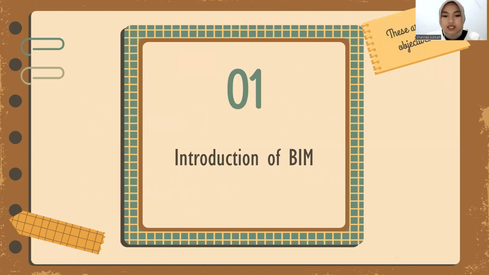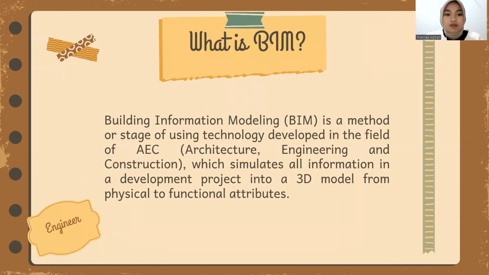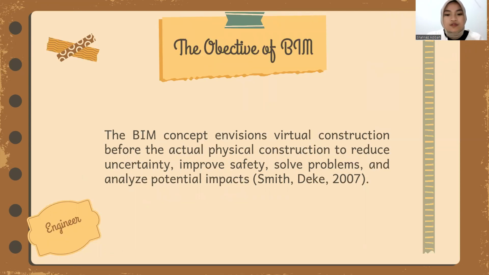We go to the first section, introduction of BIM. What is BIM? Building Information Modeling or BIM is a method or stage of using technology developed in the field of AEC, or architecture, engineering, and construction, which simulates all information in a development project into a 3D model from physical to functional attributes. The BIM concept envisioned virtual construction before the actual physical construction to reduce uncertainty, improve safety, solve problems, and analyze potential impacts. It is the objective of BIM according to Smith Tech 2007.